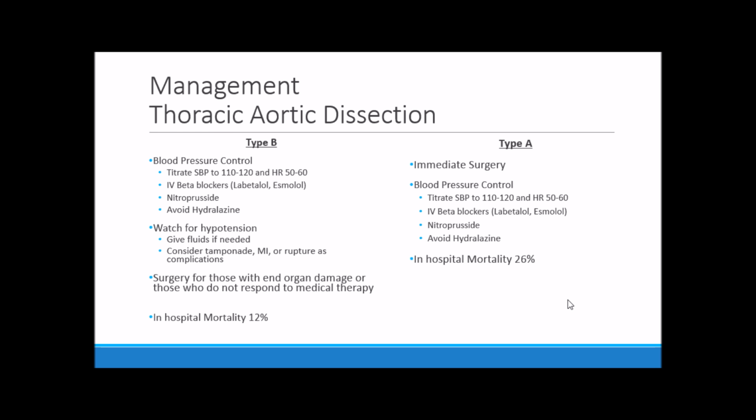You want to watch for hypotension, and if they are hypotensive, fluid resuscitate them and make sure that they don't have a complication like a tamponade, an MI, or a rupture. Okay? The in-hospital mortality for type B is 12%. If you look at type A, the in-hospital mortality is more than twice that. And remember, it goes up by 1% per hour.